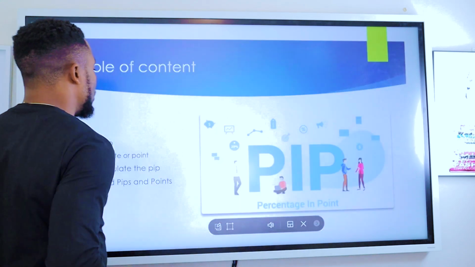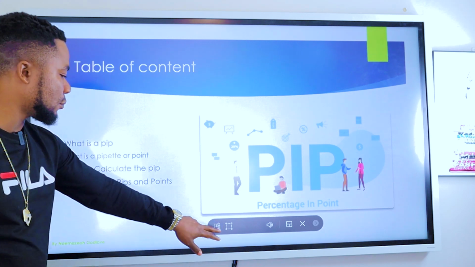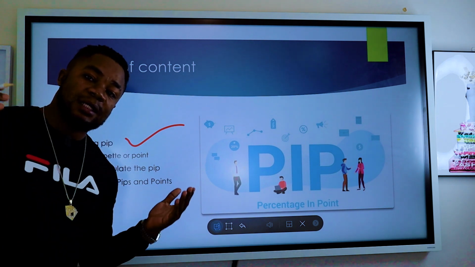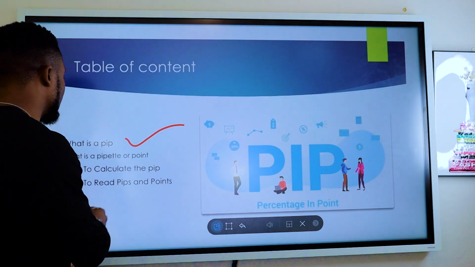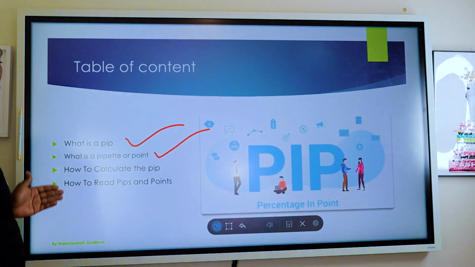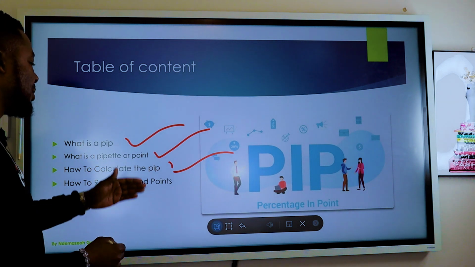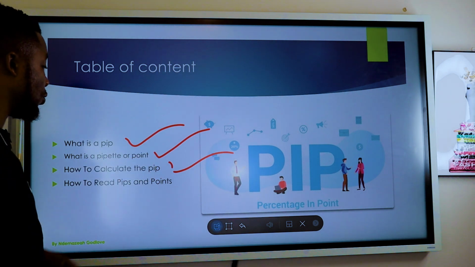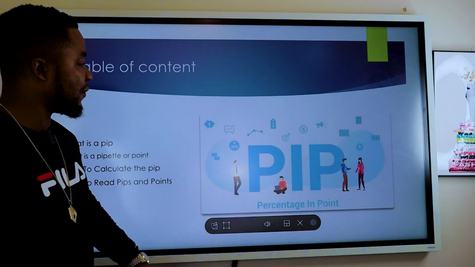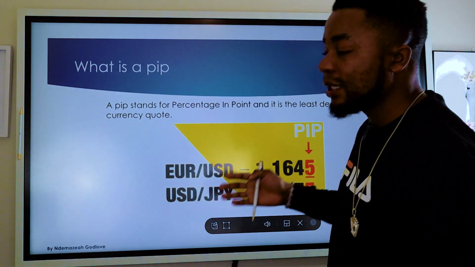On our table of contents today, we shall be covering what is a PIP. We shall also cover what is a pipette or a point, because a pipette also means a point in Forex trading. We shall also cover how to calculate pips and how to read pips and points. Those are the things we're going to be covering in today's video. So with that being said, let's go to the first one: what is a PIP?